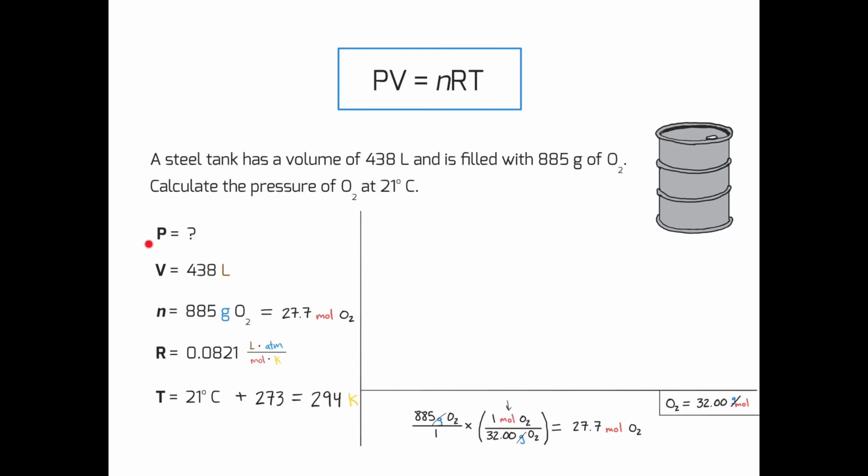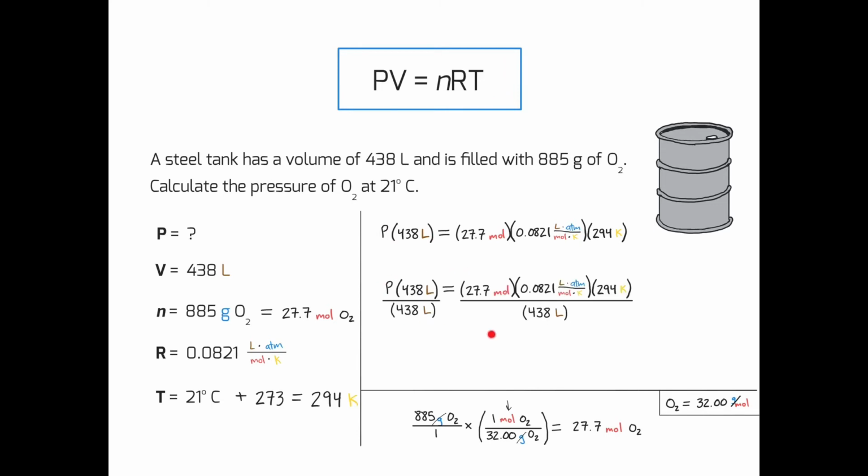So now we have everything we need in the proper units, and we can go ahead and plug them into our equation. So we plug all of our values in here, and now we're going to solve for P. And remember that all we've done here is plug these numbers into this equation. And now we want to get P by itself, so we're going to divide both sides by 438 liters. And when we do this, we can see that now we have 438 liters on top and on bottom here, which means that these can cancel with these.